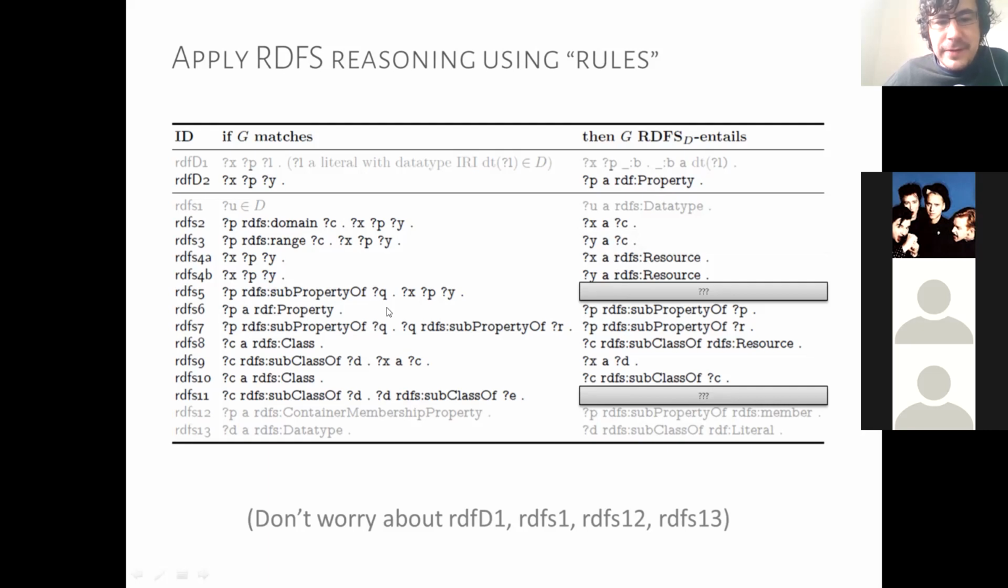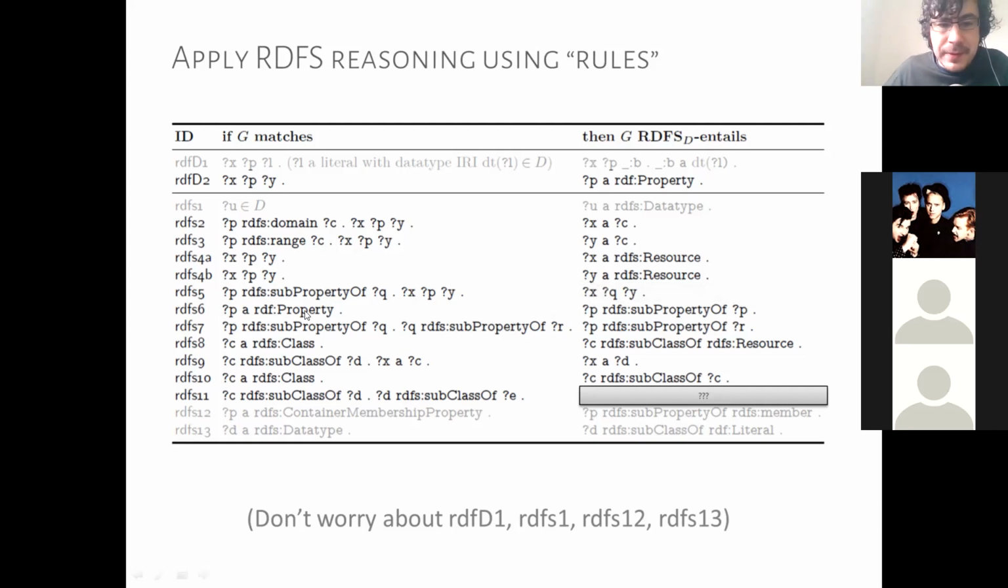P is a subproperty of Q, X P Y. So if P is a subproperty of Q, say geographically part of, or let's say something more interesting, father is a subproperty of parent, and Bob, father, Charles, okay, then Bob, parent, Charles, right? So it would be X Q Y.